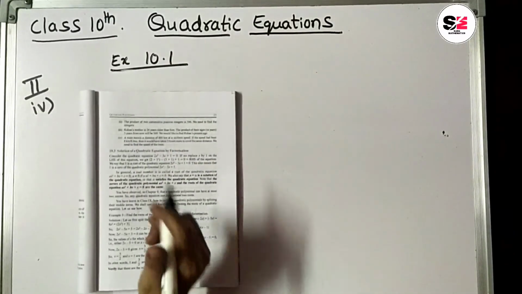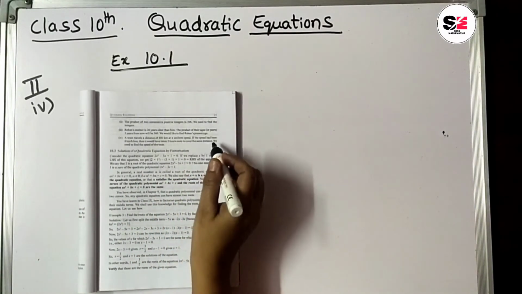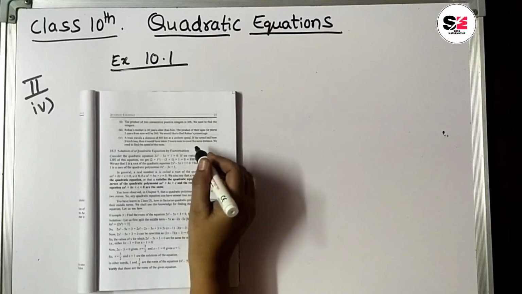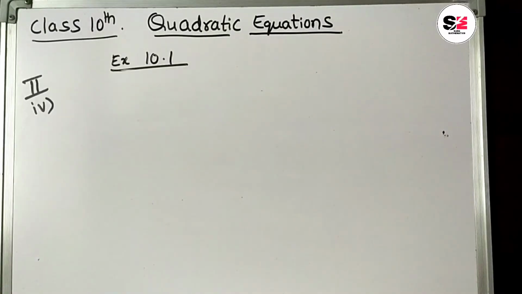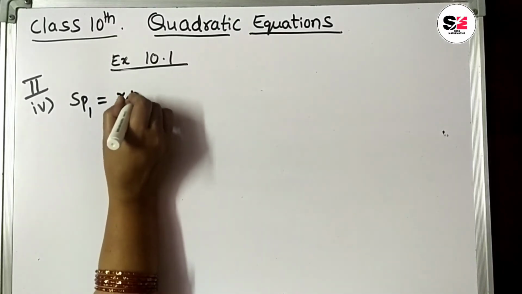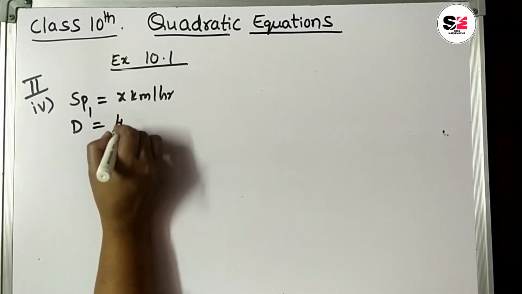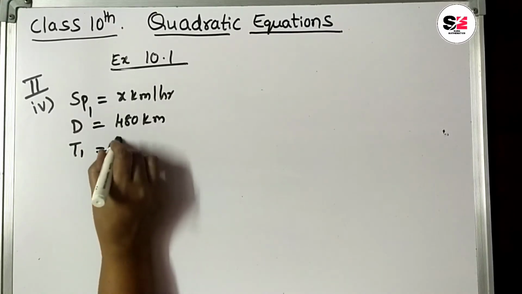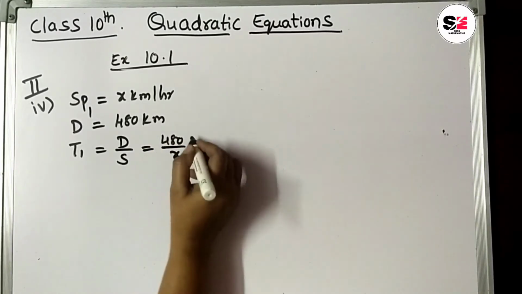Fourth question. A train travels a distance of 480 km at a uniform speed. If the speed had been 8 km per hour less, then it would have taken 3 hours more to cover the same distance. We need to find the speed of the train. Let the speed of the train, speed 1, be x kilometer per hour. Then the distance is 480 kilometers. Then time 1 is, by the formula distance by speed, 480 by x hours.